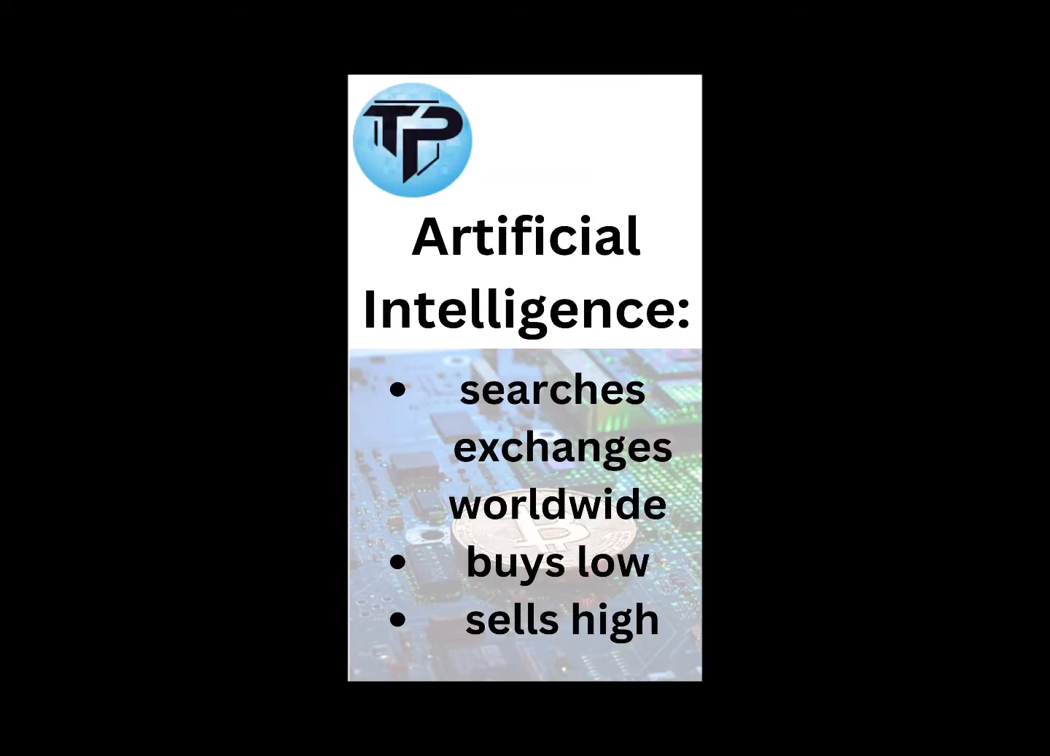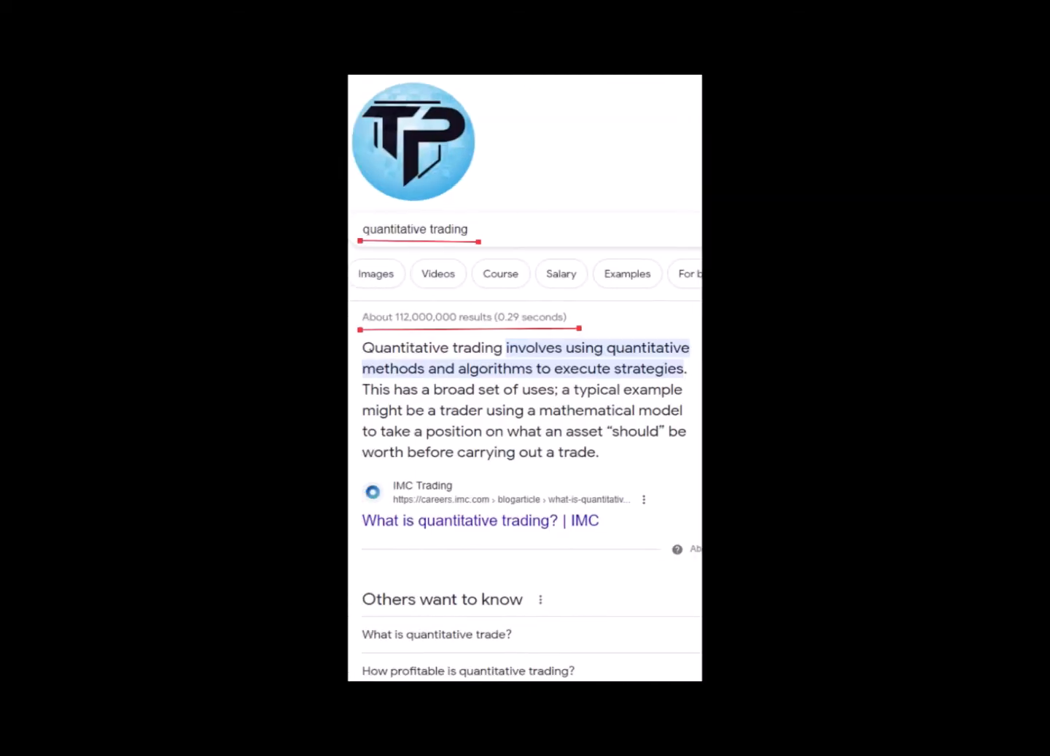Like I say, this uses artificial intelligence to search all the exchanges worldwide. We're looking at buying at a low price and selling at a high price. This is called quantitative trading. Now, quantitative trading has been around for quite a while. If you go onto Google and put in quantitative trading, it comes up with about 112 million results. This is quite important because quantitative trading is very well established.